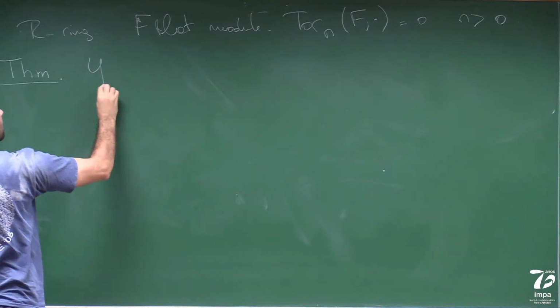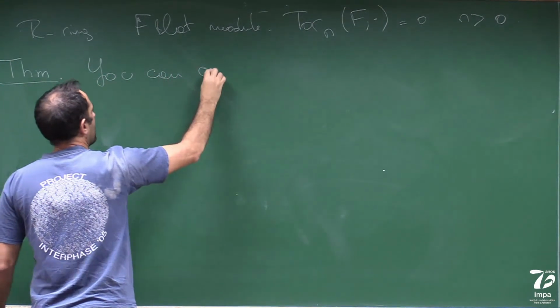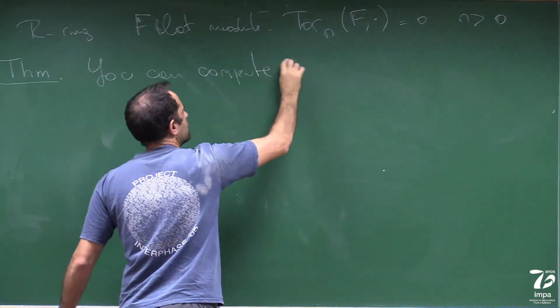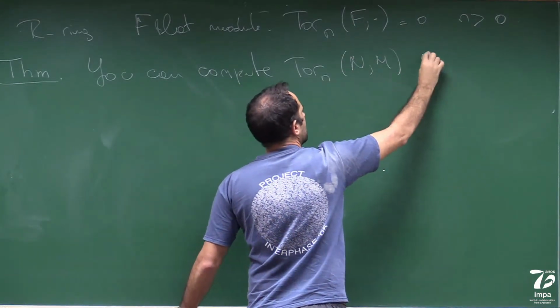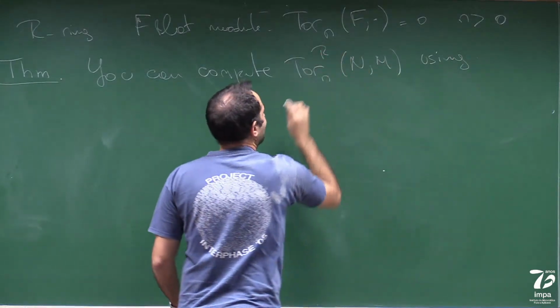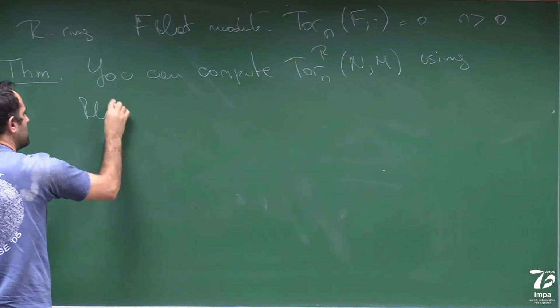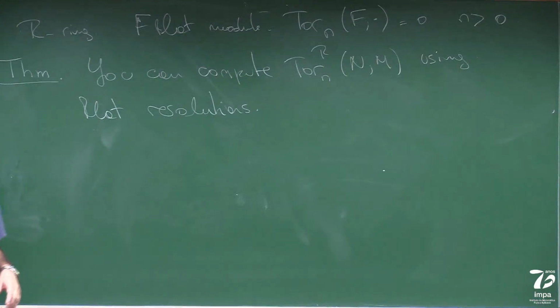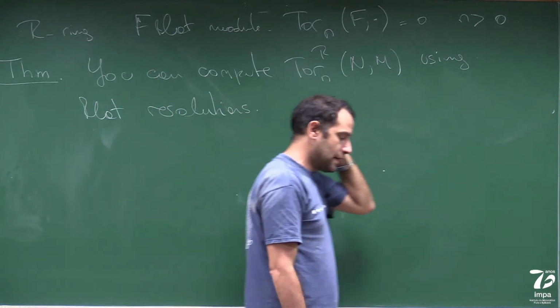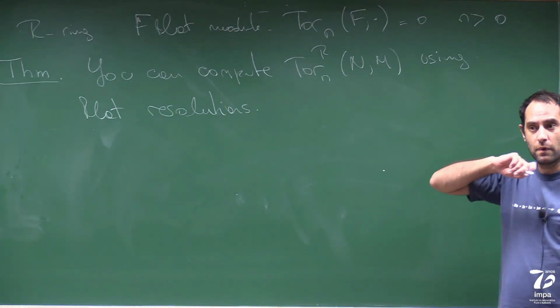you can compute Tor using flat resolutions instead of projective resolutions. Of course, a projective resolution is a flat resolution, but there are flats that are not projective. So it's fine to use a flat resolution instead of a projective resolution, and that's easier because there are more flat modules than projective ones. And it gives you the same Tor groups.